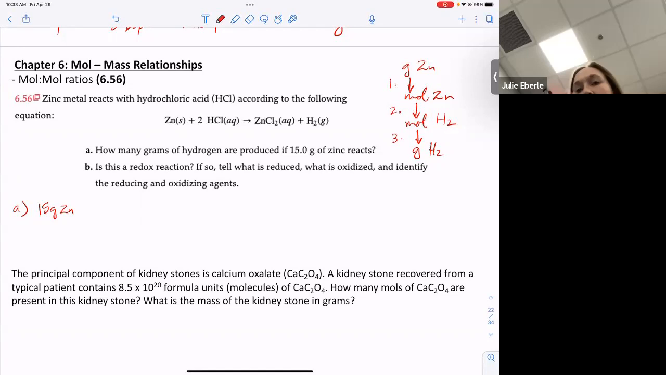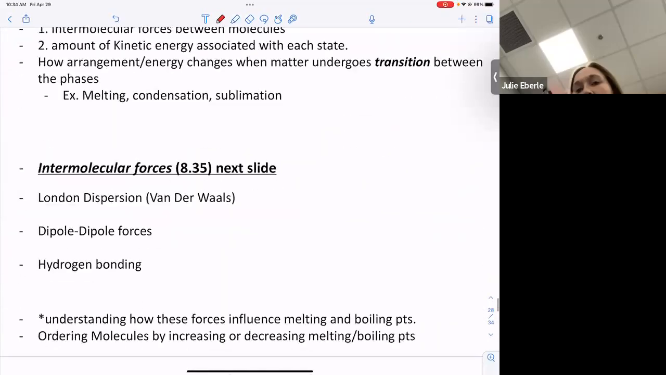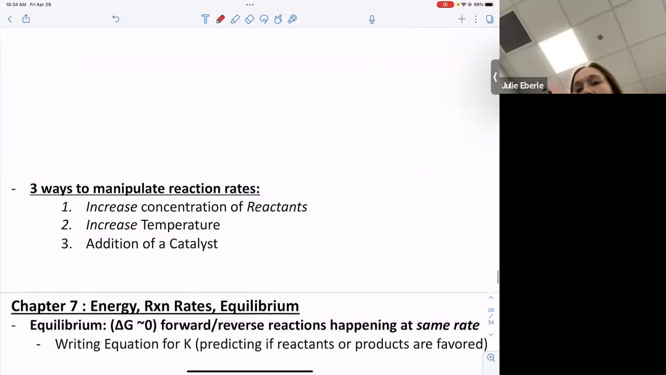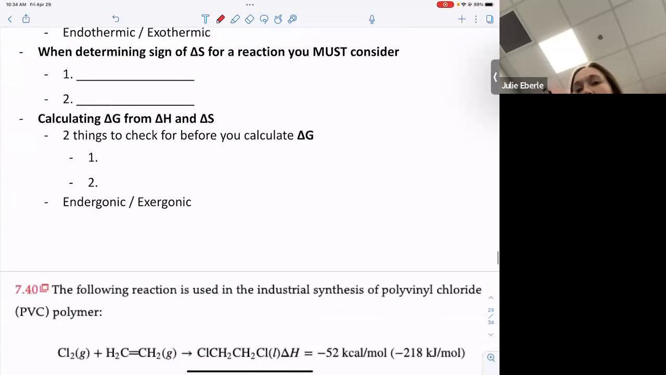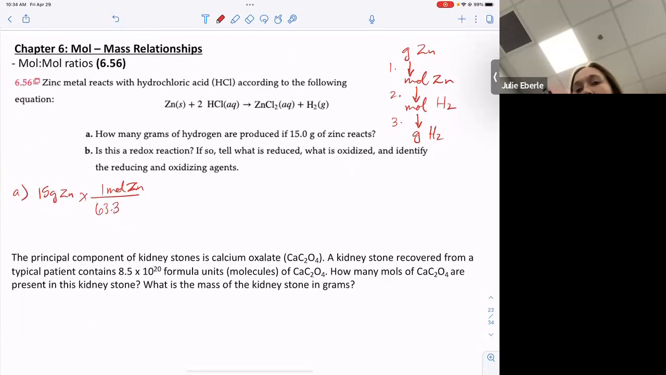All right, so the first thing I need to do is convert to moles of zinc. So for every 1 mole would be how many? Do I have a periodic table? Please tell me somewhere on this whole dang thing that I have. I don't. Anybody got one in your notes right by you? Okay, there's the molar mass of zinc.